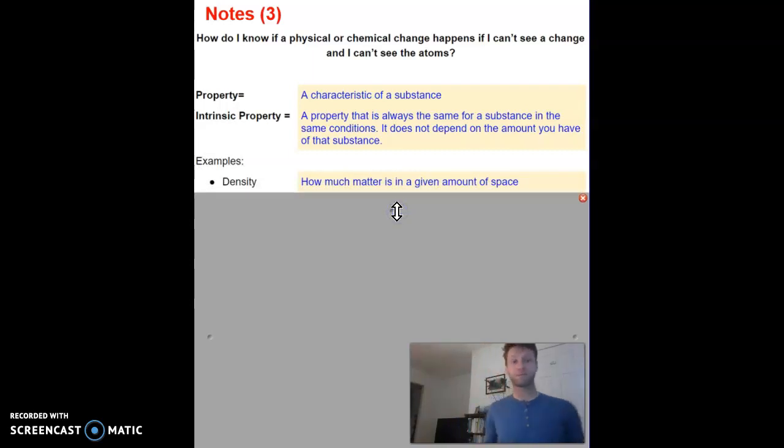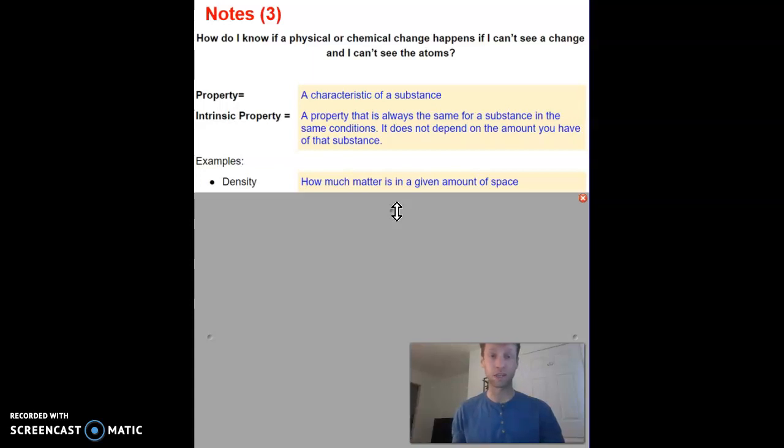First is density. Density is how much matter is packed into a given amount of space. Okay? A good example of this is gold. Solid gold, pure gold, no matter how much of it you have, is always going to have the same density. Okay? And so if it always has the same density, you can test a substance to know if it's pure gold or not.